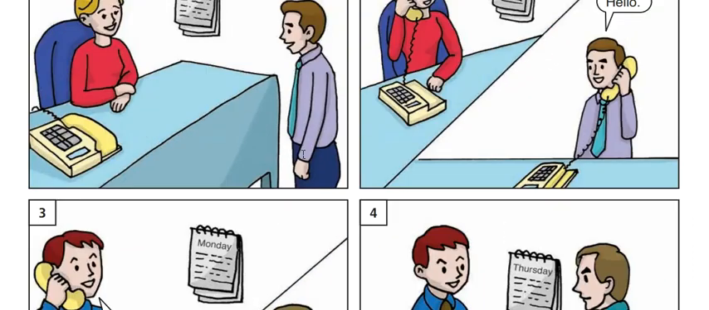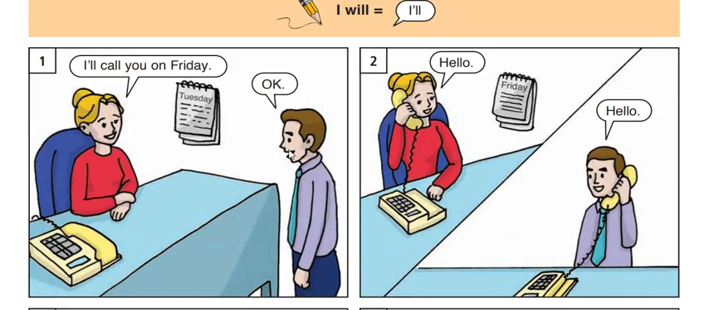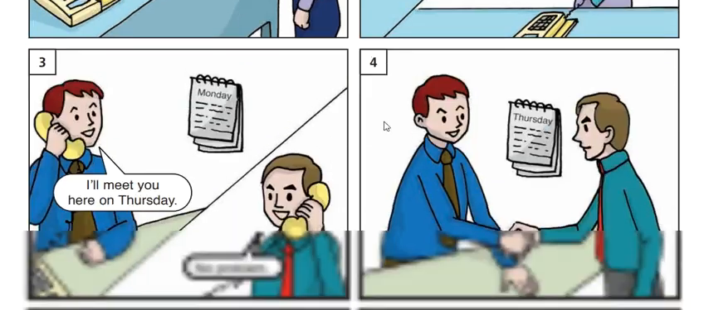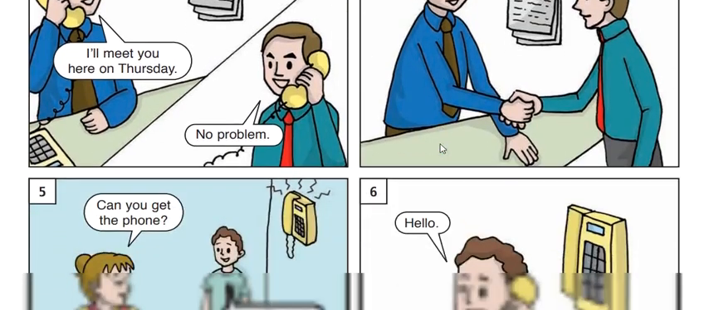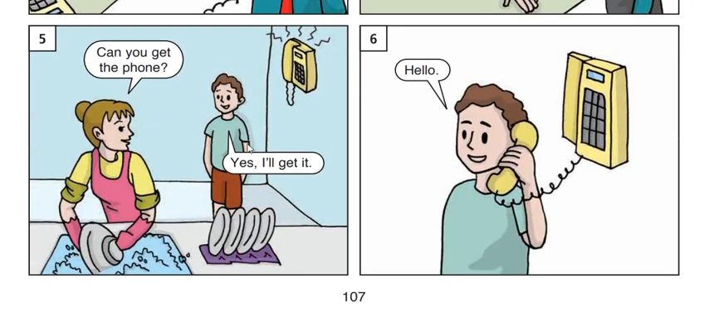It's time to revise. Okay, repeat. Picture 1. Picture 2. Picture 3. Picture 4. Picture 5. Picture 6. It's time to move to the next page.